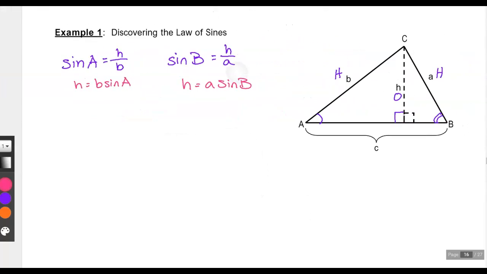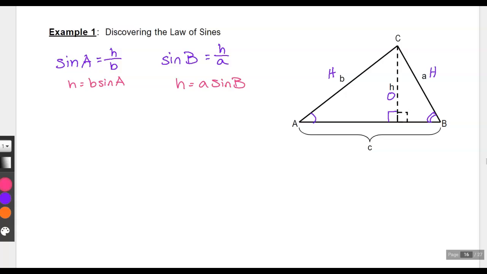Because I know that no matter what, in these two triangles, the height is the same, the height is equal, what do I know I can do to these two sine values? Because the height is the same, you can set them equal to each other. Exactly. B sine A has to be the exact same thing as A sine B, because the H's are the same. So I'm setting B sine of A equal to A sine of B.